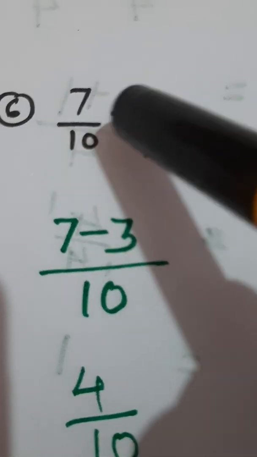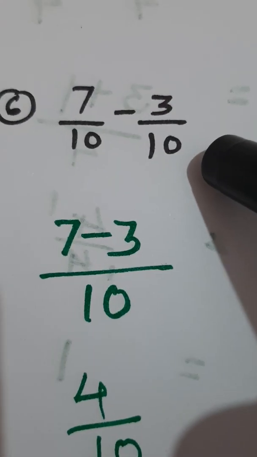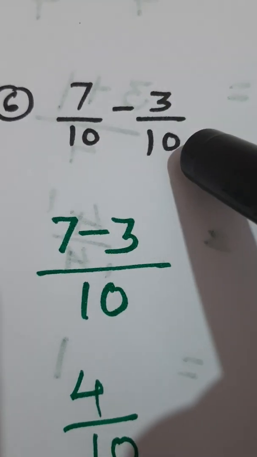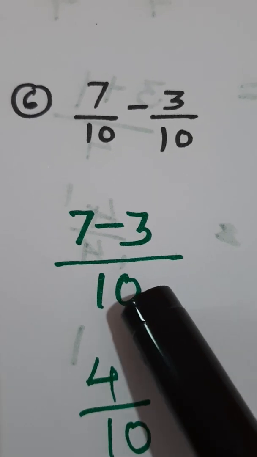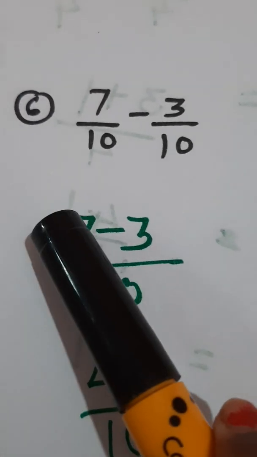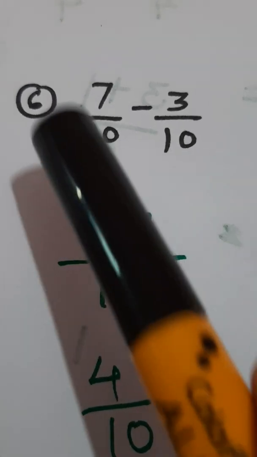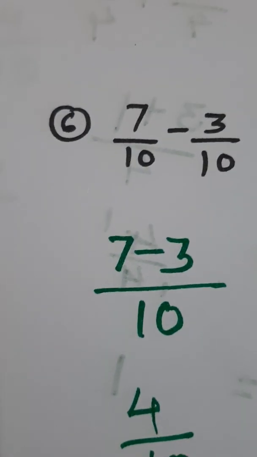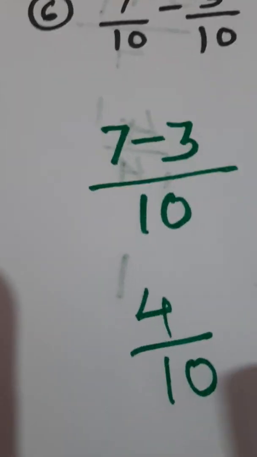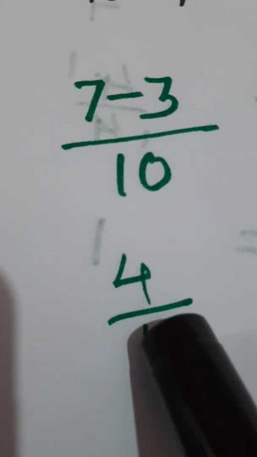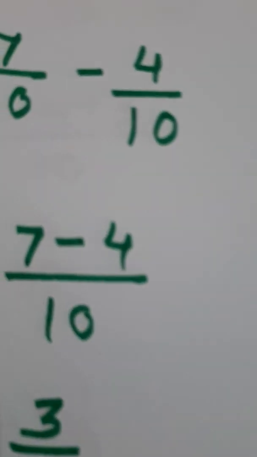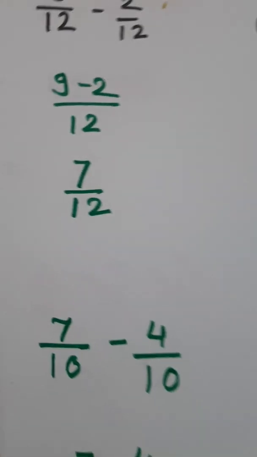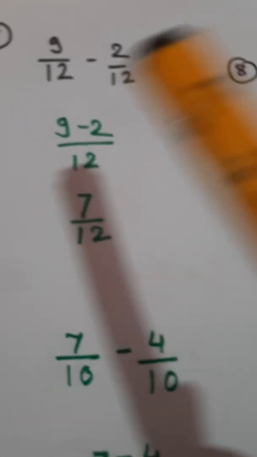7 upon 10 minus 3 upon 10. As their denominators are equal, give them the common denominator. Write only one denominator here. 7 minus 3 upon 10. No need to write separately like this. 7 minus 3 upon 10. 7 minus 3, 4. 4 upon 10 is the answer. Got it? Clear? Now see the seventh one.